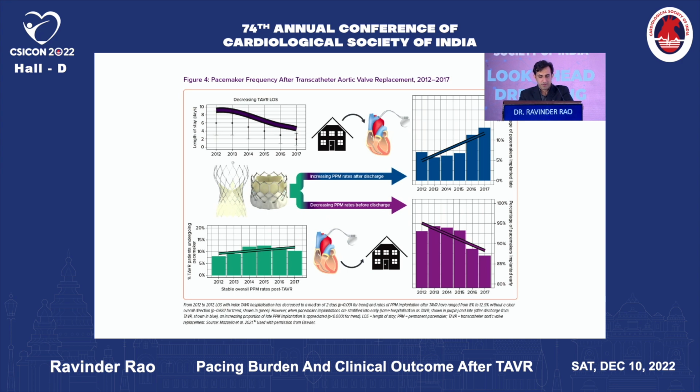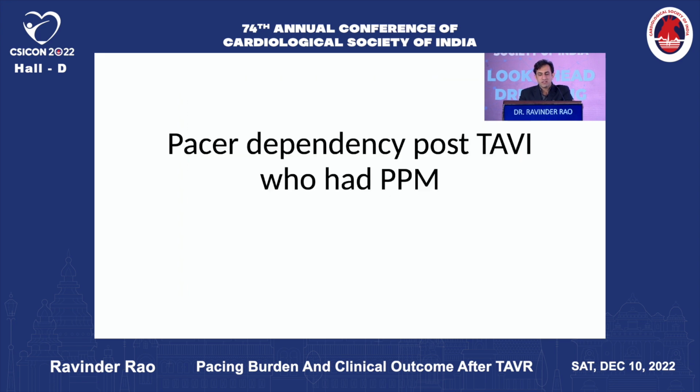Now, this is a slide which shows the pacemaker frequency after transcatheter aortic valve replacement from 2000 to 2017. The pacemaker rate has remained almost around 10 to 12%, but it is important that the pacemaker rate before discharge has come down, and the pacemaker rate after discharge has gone up. So what does that mean? That we are trying to evaluate these patients more carefully.